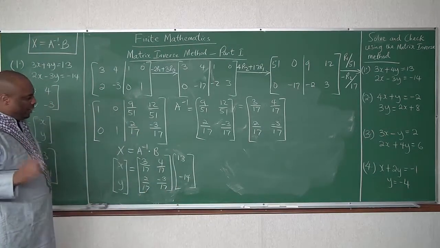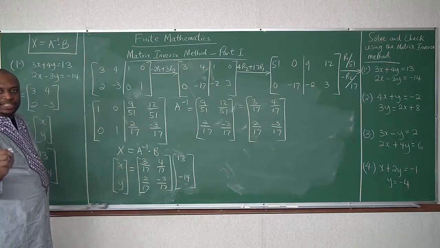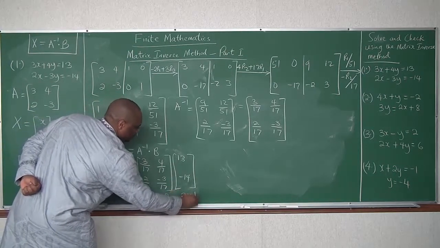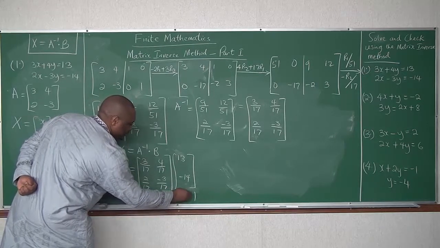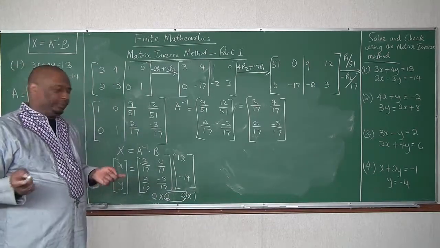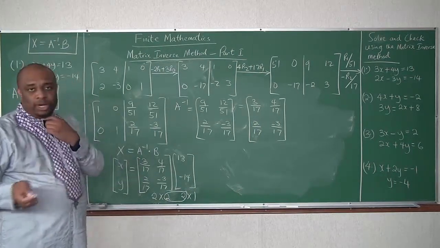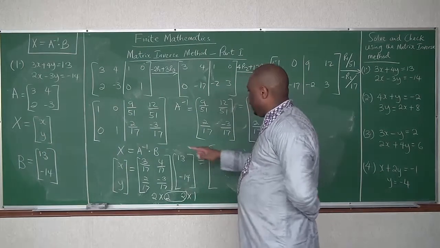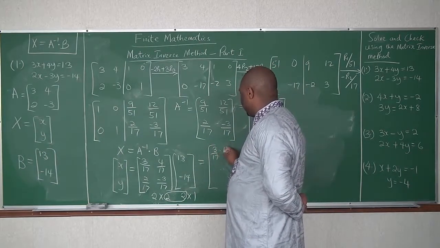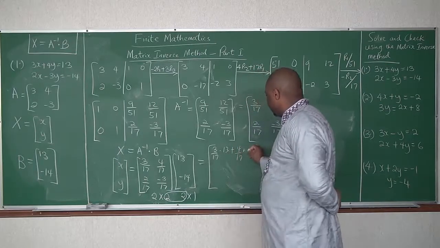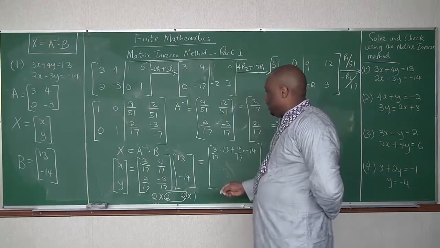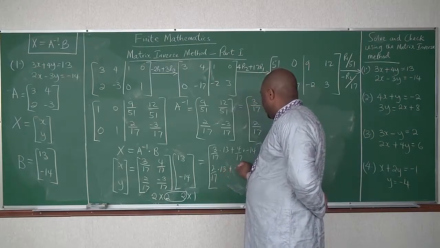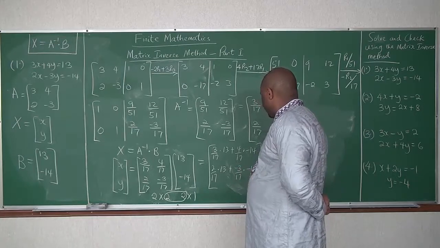Now, let's check whether they are conformable for multiplication. This is a 2 by 2, and this is what? 2 by 1. So, number of columns of this is equal to number of rows of this. So they are conformable for multiplication. What will be the size of the product? 2 by 1. So let's multiply it. This will be 3 over 17 times 13 plus 4 over 17 times negative 14. And this will be 2 over 17 times 13 plus negative 3 over 17 times negative 14.